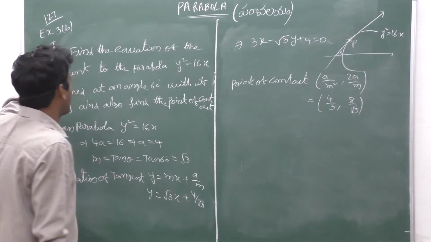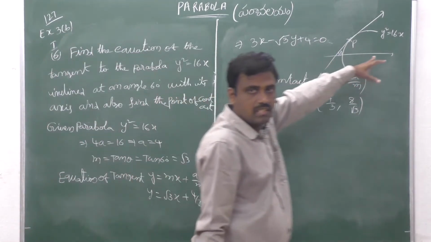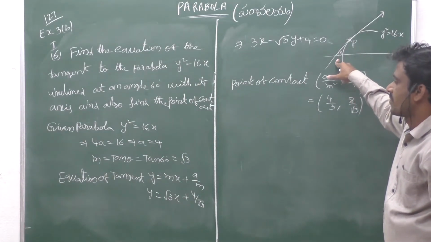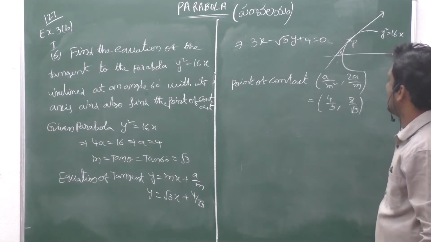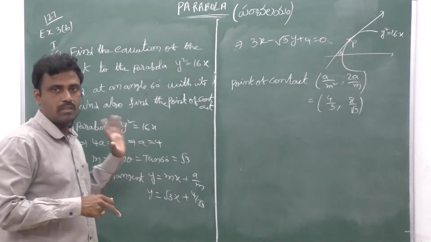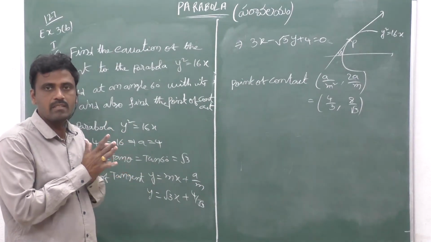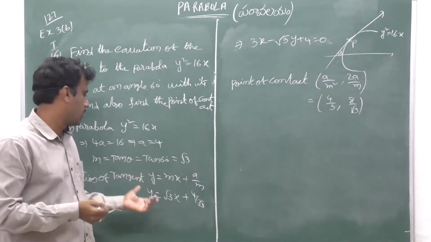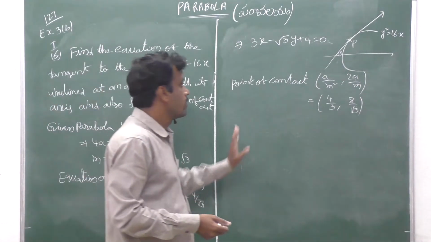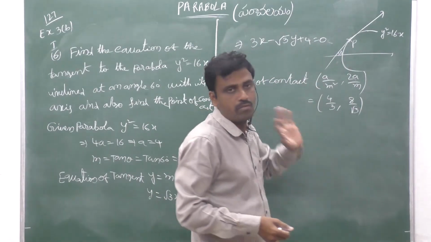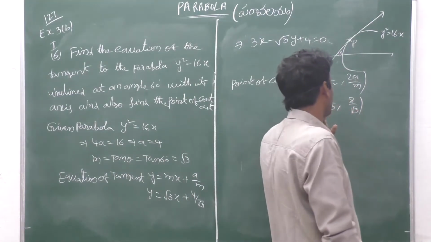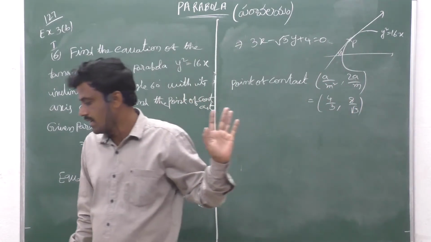Find the equation of the tangent to the parabola y² = 16x, whose inclination with the x-axis is θ = 60 degrees, and also find the point of contact. y² = 16x, a = 4, m = tan θ = tan 60° = √3. Therefore, the equation of the tangent is y = mx + c, where c = a/m. With m = √3 and a = 4, it gives √3x − 3y... Next, the point of contact is (a/m², 2a/m), that is (4/3, 8/√3).